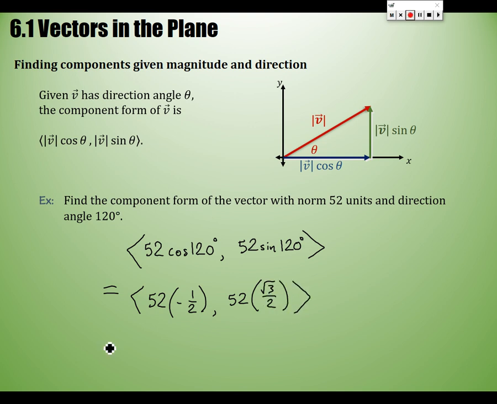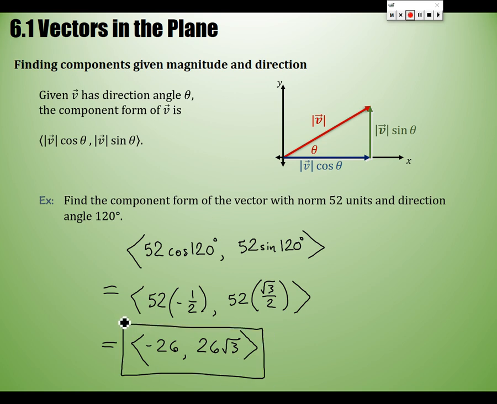All right, so we have a final answer. Is this what you told your neighbor? Negative 26, comma 26 root 3. Is that what you told your neighbor? There we go. See, I can't give you another problem that's any more interesting than that. Even if we had a messy angle, it'd be okay. You could just use your calculator, cosine, sines, multiply by the magnitudes.